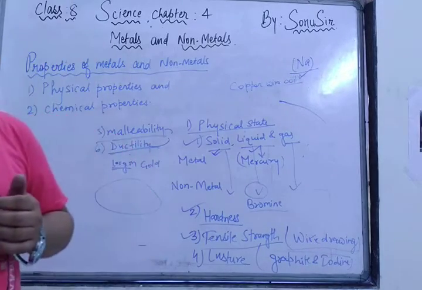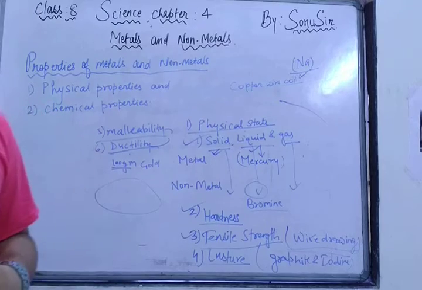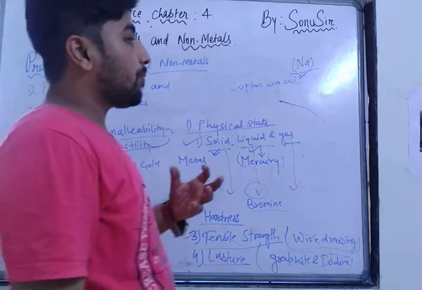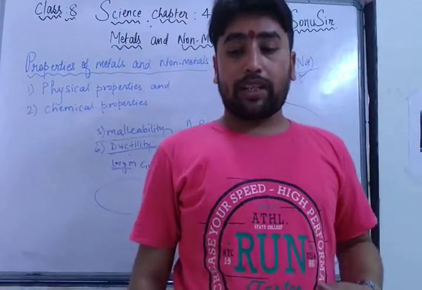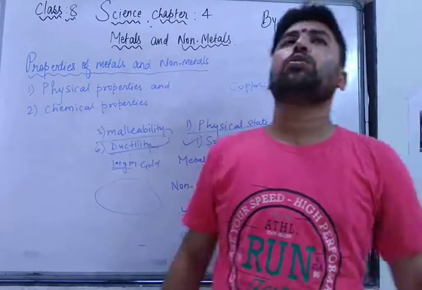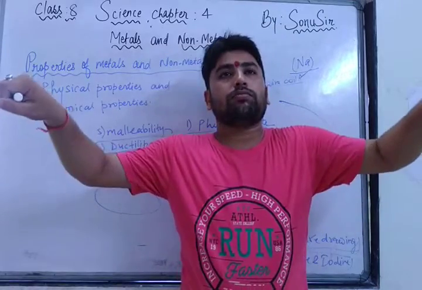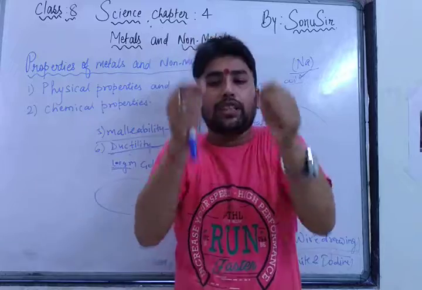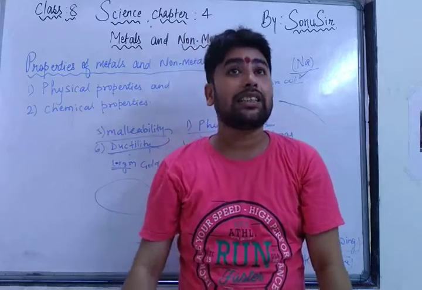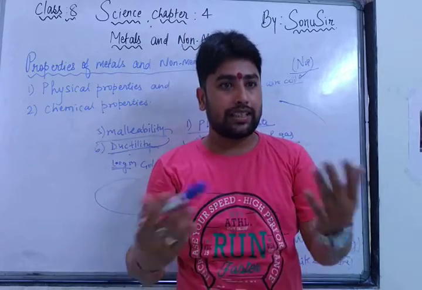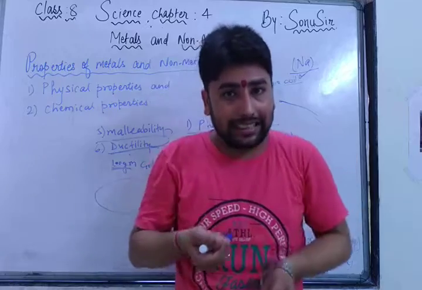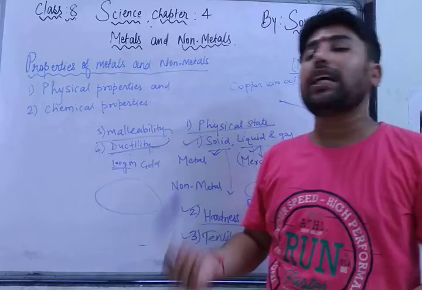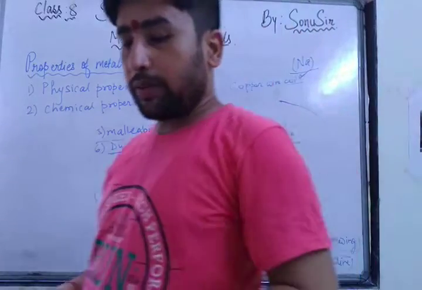I have informed you about the tensile strength. The tensile strength of a material is the amount of force required to pull it to the point where it breaks. For example, suppose you are taking a metal rod, and you will see a point where it breaks. That point is called tensile strength. Metal has high tensile strength. Metal has ductility, metal has malleability, but non-metals do not have all these properties.